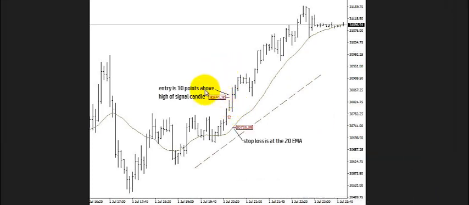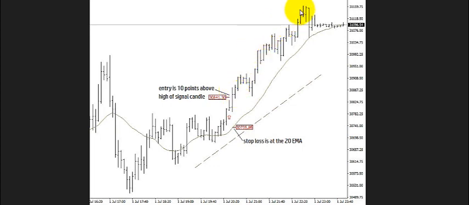So here we have the entry is 10 points above the signal candle high. So you can see here we got in at 30,841. The stop loss again was back down here at the moving average, the 20-day moving average, based on the signal candle itself. You don't want to change that. You want to stick with that rule. It helps. So, you can calculate the distance here.